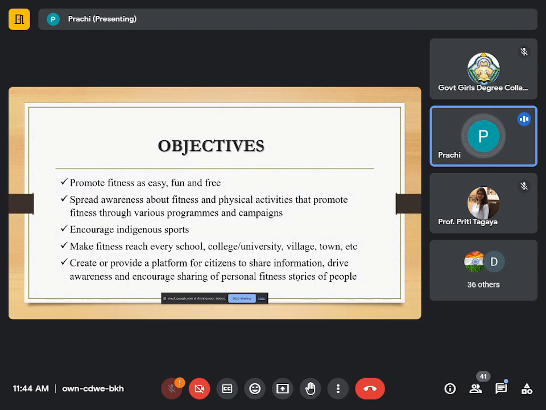Next, to make fitness reach every part of India via schools, colleges, universities, whether it's a village or a town. To provide a platform for the citizens to share information about their fitness, their health, their experiences, what they have gone through and how they have improved their fitness levels.